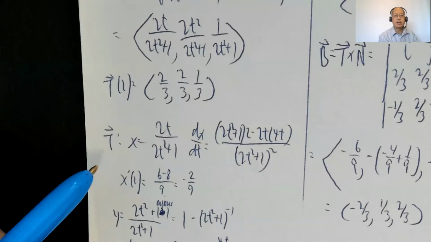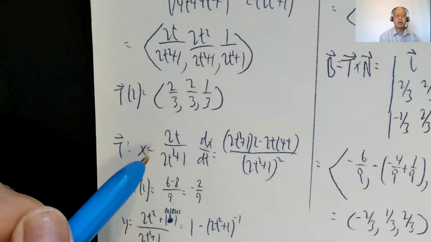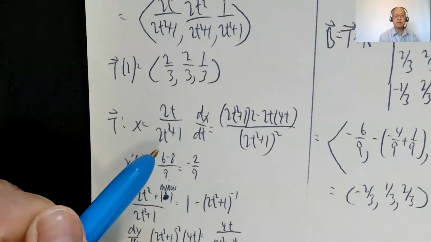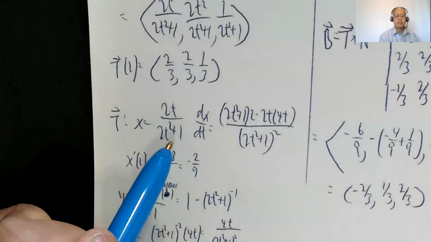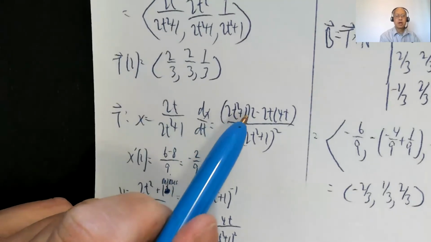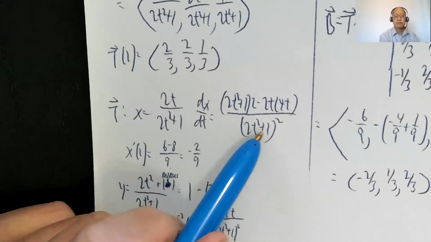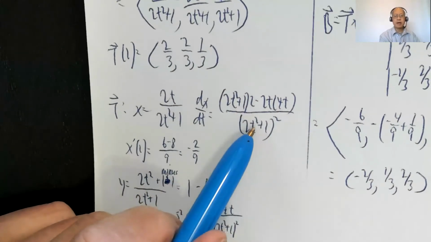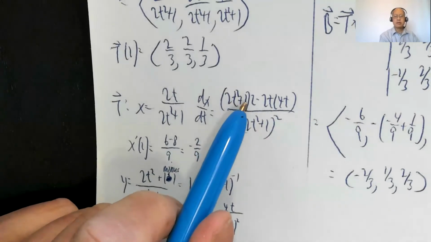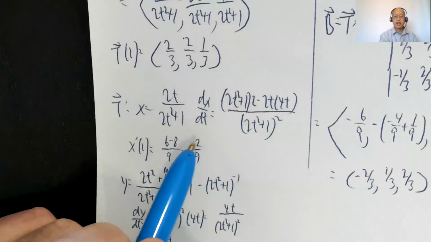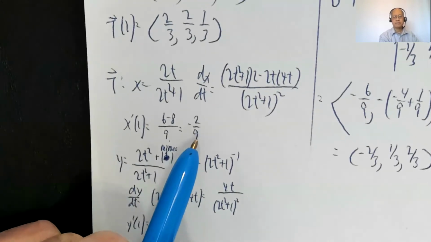Okay, now a little bit harder to find these derivatives. x is 2t over 2t squared plus 1. So dx/dt, quotient rule: bottom times derivative of the top, 2, minus the top times derivative of the bottom, all over the square of the denominator. Okay, I could clean that up, but I think it's easier to just plug in 1. Plug in 1, I get 3 times 2, which is 6. Plug in 1, I get 8. Divided by 3 squared is 9, so -2/9.